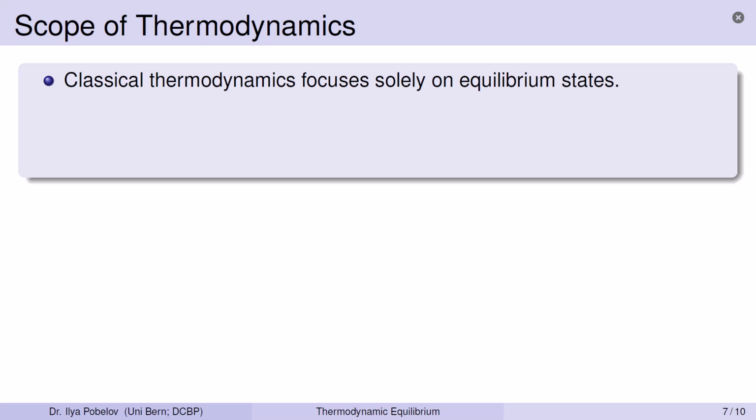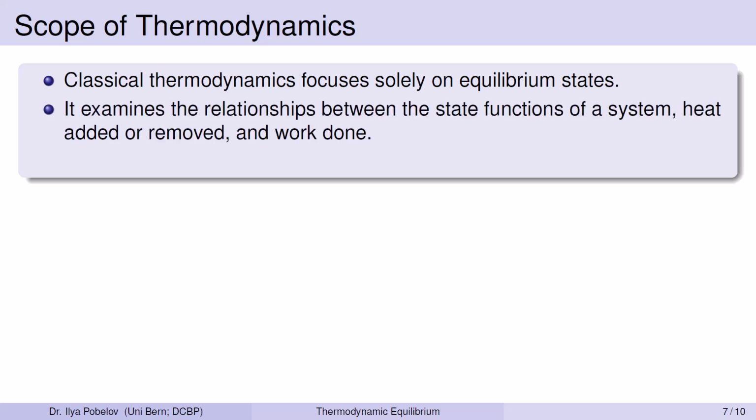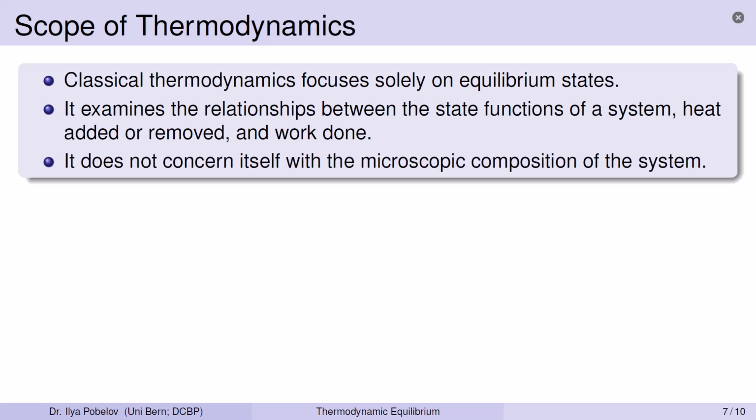Now, having covered our basic definitions, we can discuss the scope of classical thermodynamics. It's important to understand that thermodynamics only considers equilibrium states. From a thermodynamic perspective, in classical thermodynamics, we cannot make statements about a state that isn't in equilibrium. Another critical point is that classical thermodynamics examines matters such as the relationships between the state functions of a system, the heat added or removed, and the work done. It does not concern itself with the microscopic composition of the system.